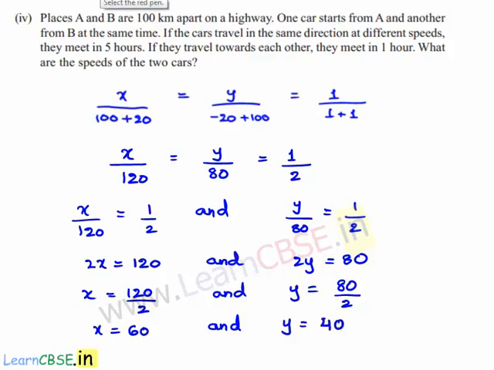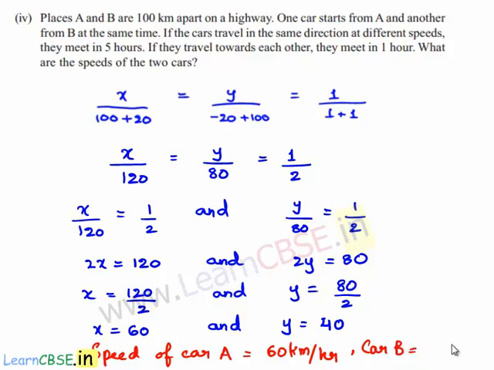Therefore, the speed of car A is 60 kilometers per hour and the speed of car B is 40 kilometers per hour. So the speeds are 60 kilometers per hour and 40 kilometers per hour respectively.